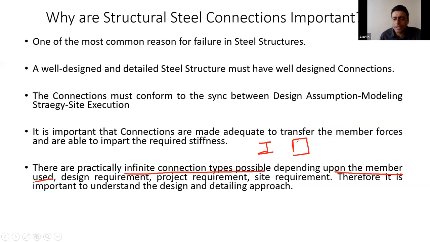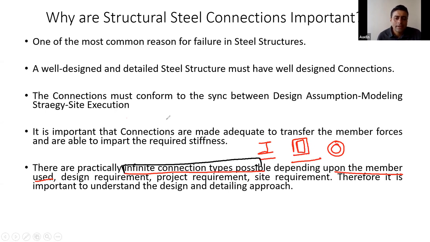If you have, let's say, a hollow section column and a hollow section beam, your connection type is different. If you're using a circular pipe, your connection type may be different. It may happen that you are using a hollow section for the column and an I section for the beam. So again, the connection type becomes different. Are you getting it? So there are practically limitless possibilities when it comes to the connection types. I hope this point is clear.